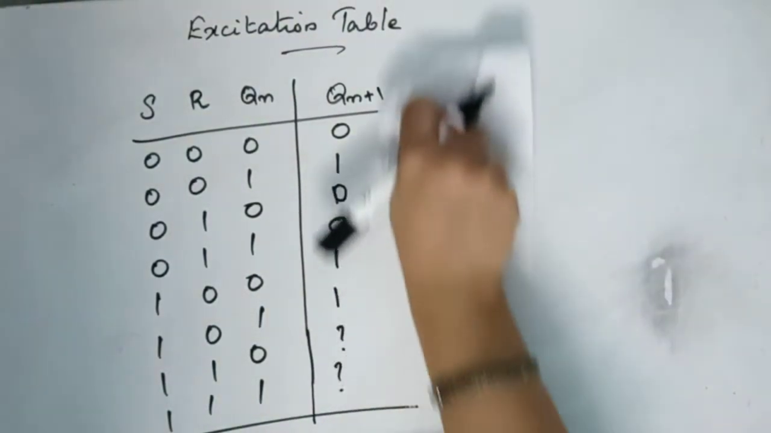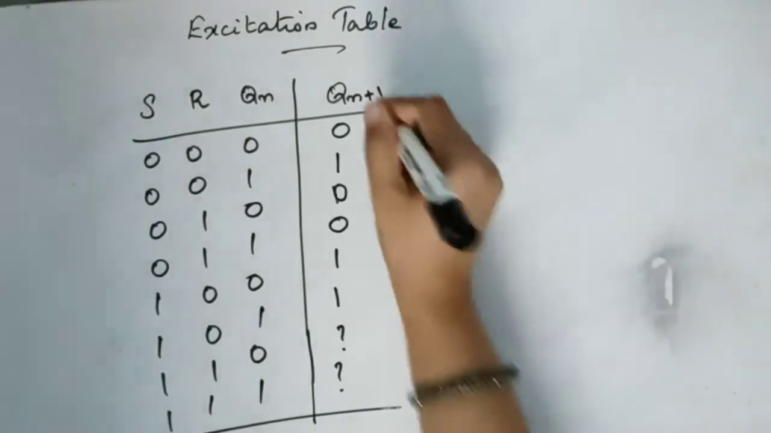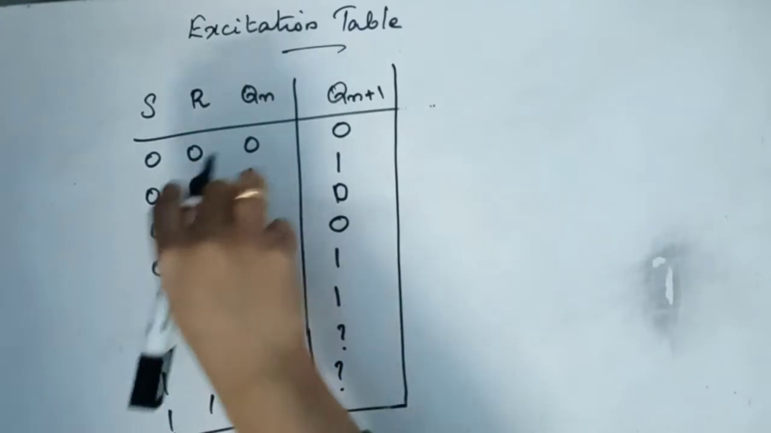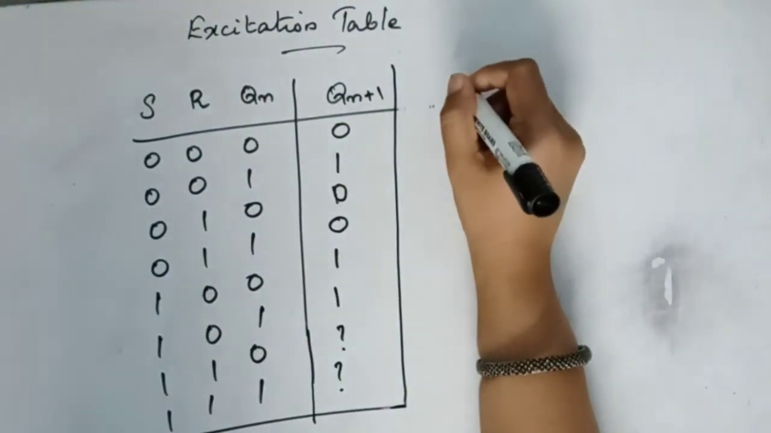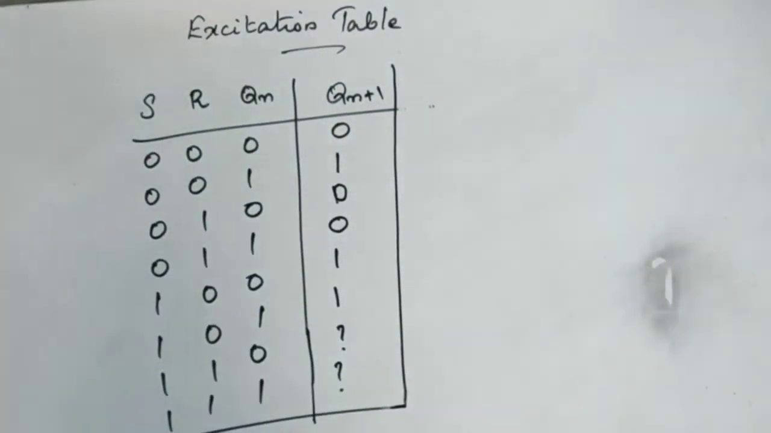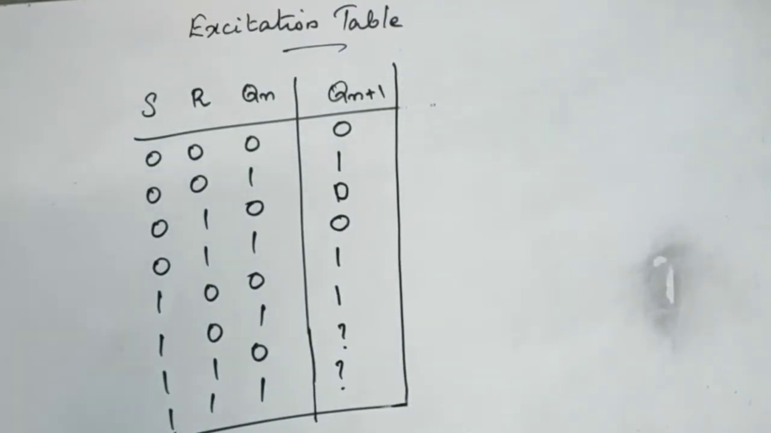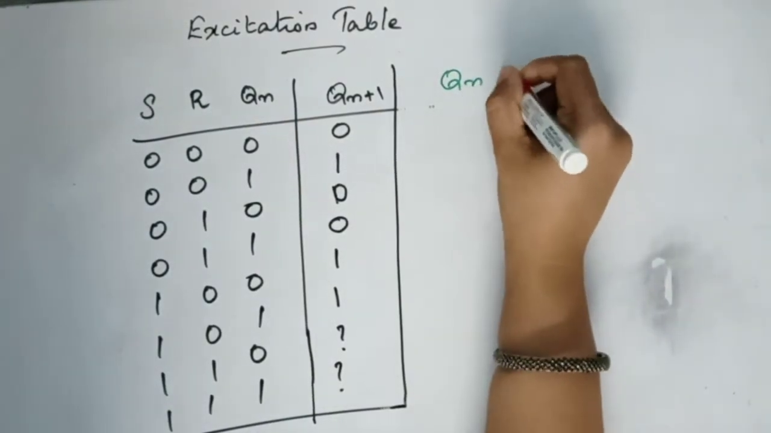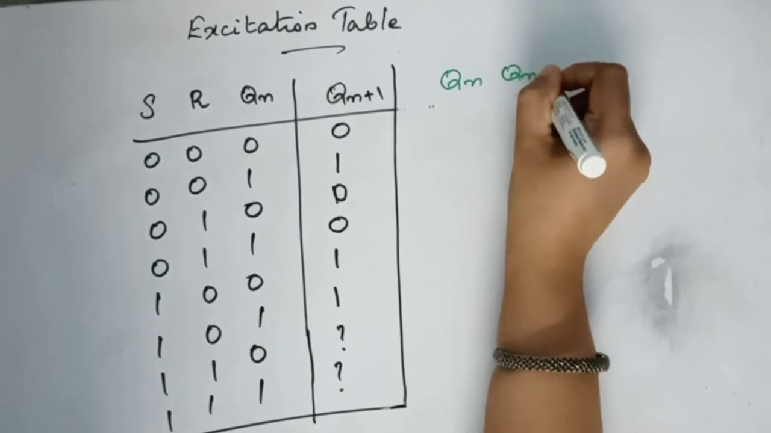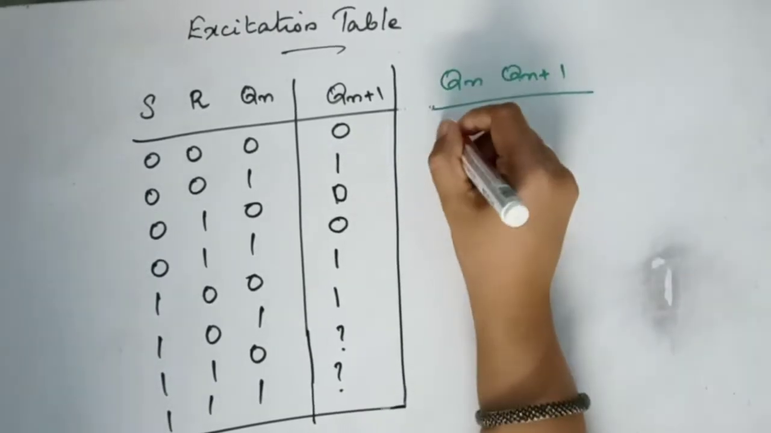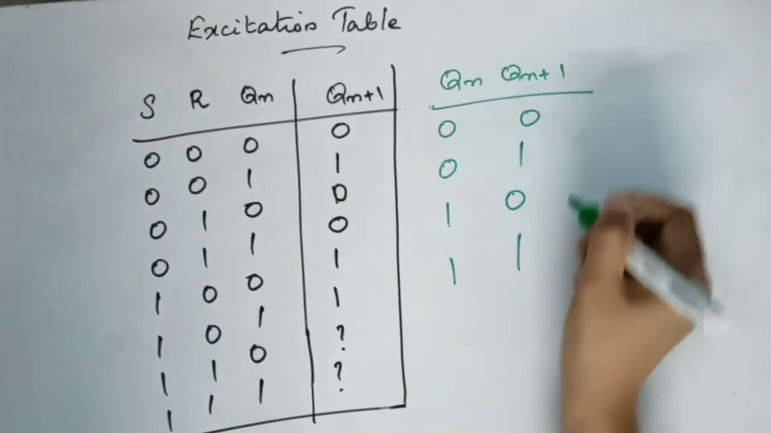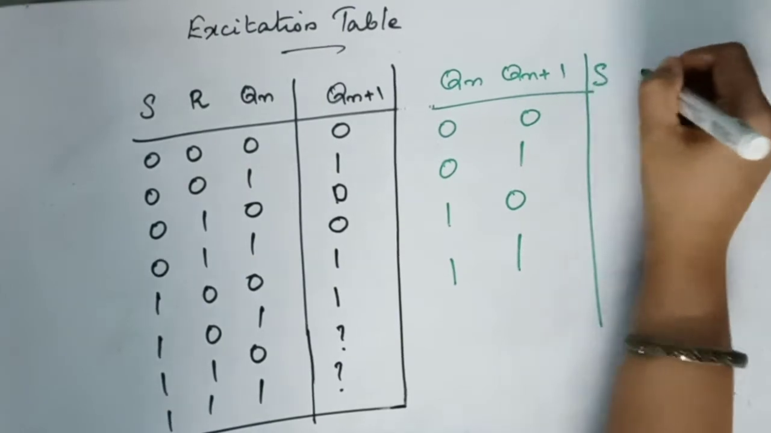We have Qn and Qn plus 1, and we have to predict what S and R should be. So Qn and Qn plus 1 can be 0 0, 0 1, 1 0, 1 1. What should be S and R?